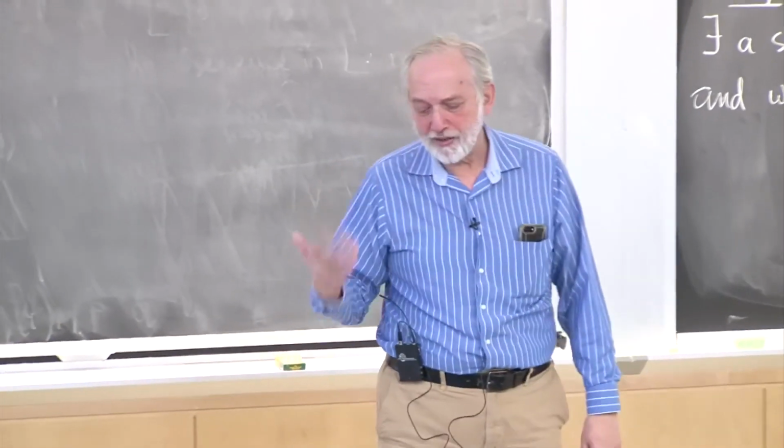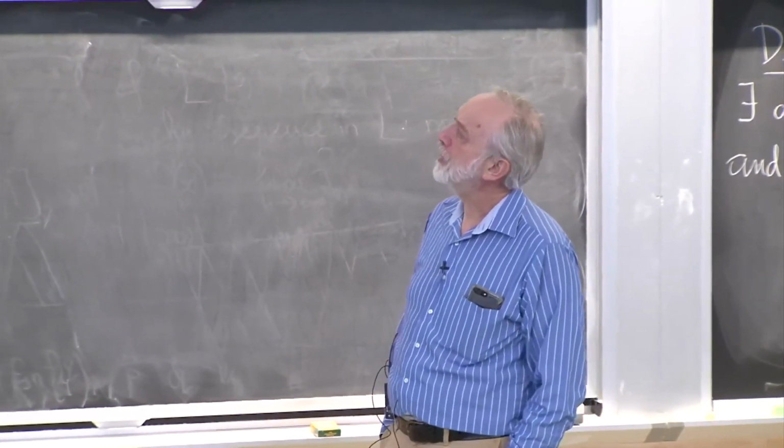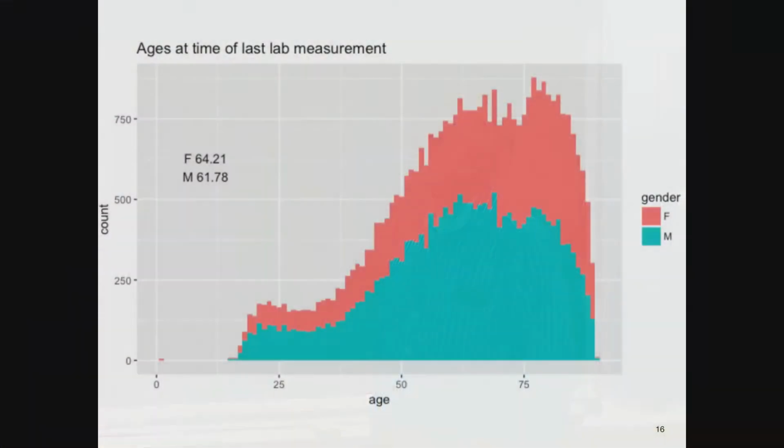Now, if you want to try to analyze some of this stuff, you can say, well, let's look at the ages at the time of the last lab measurement in the database. So we have the times of all the lab measurements. So we can see that many of the ICU population are fairly old, right? There's a relatively small number of young people and then a growing number of older people in both females and males.